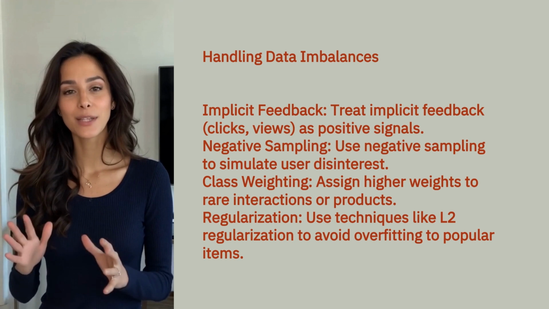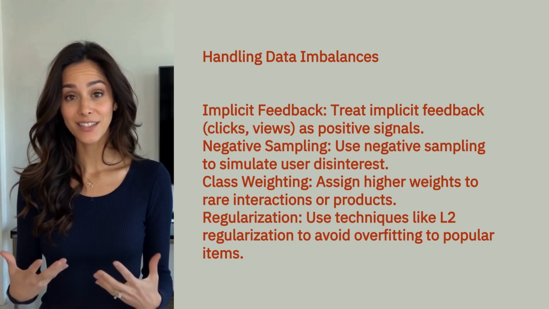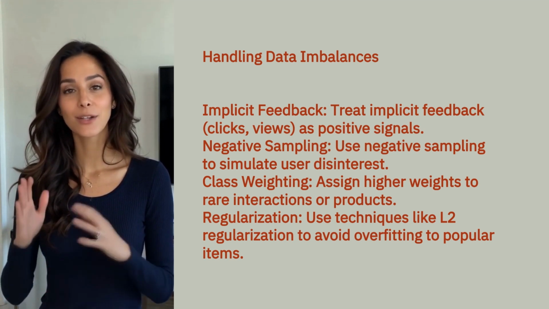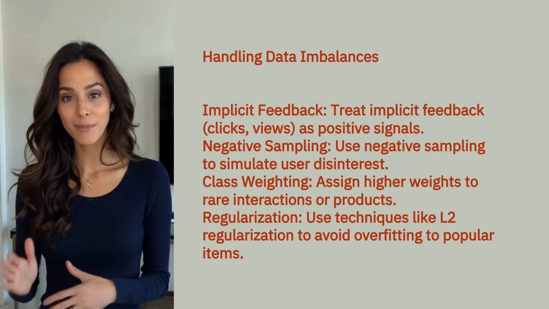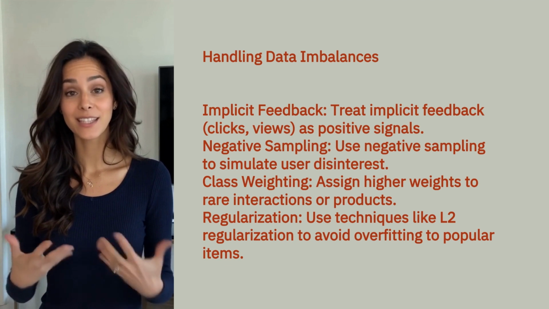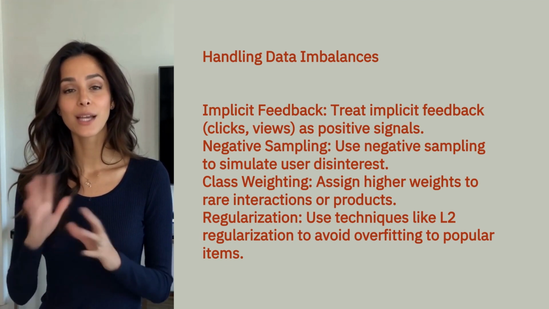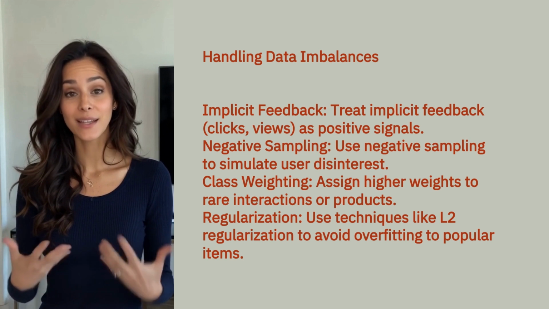One challenge in recommendation systems is data imbalance, particularly when dealing with implicit feedback, e.g., clicks, views, where many interactions are unobserved or negative. One solution is negative sampling, where we assume that items the user hasn't interacted with are negative examples. Additionally, class weighting can help by giving more importance to rare items or less popular interactions. This ensures that the model doesn't overly favor popular items.